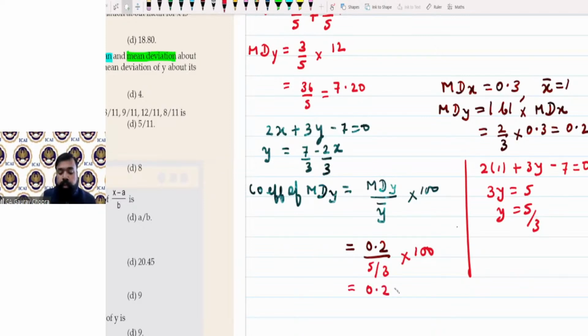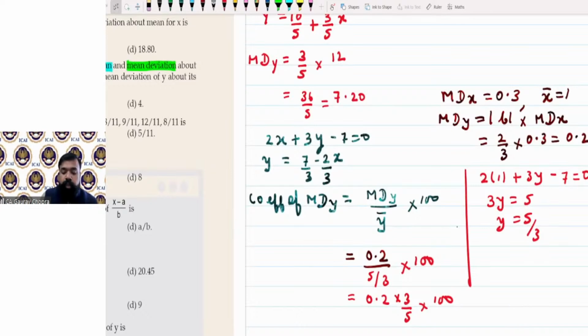On simplifying, we get 0.2 into 3 by 5 multiplied by 100. So what is the final result which we are getting? It is 12. So the coefficient of mean deviation of y is therefore 12. In this question, first of all we calculated the mean deviation of y, then we computed the mean of y, and at last, after dividing them, we calculated the coefficient of mean deviation of y. Okay, so these are the steps.